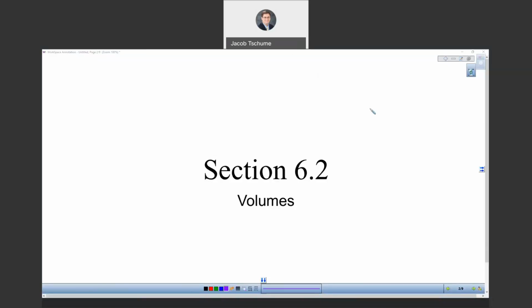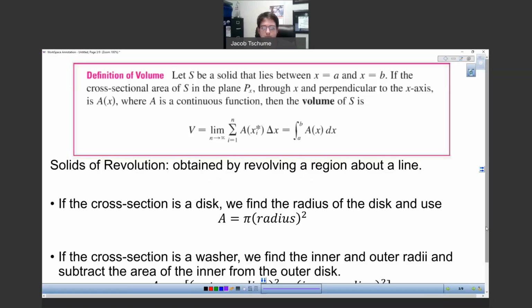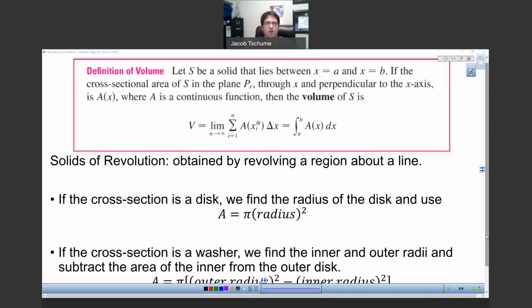All right, y'all. In this video, we are going to move into the second section of chapter 6 that is titled Volumes. So last video, we did area between curves. Now we're going to talk about how you take area between curves and convert it into a volume or a three-dimensional shape. So let's talk about the formula so we can find the volume of a solid.